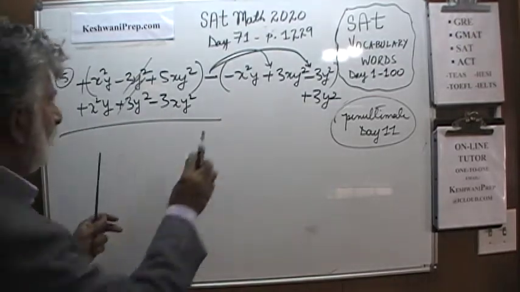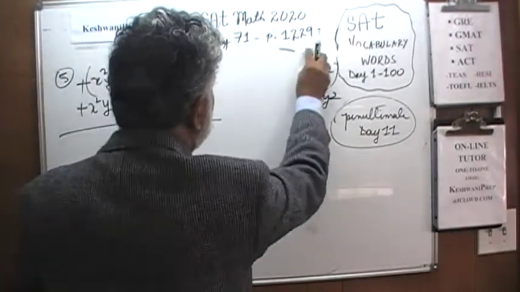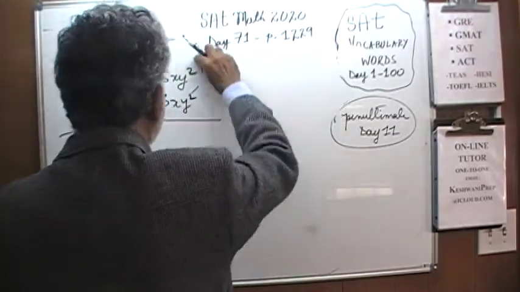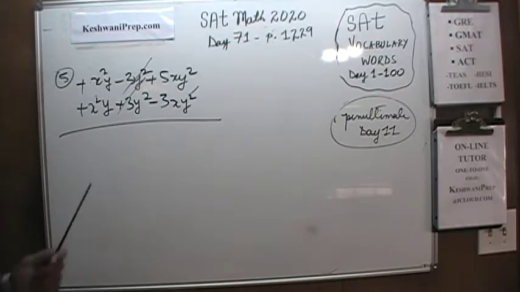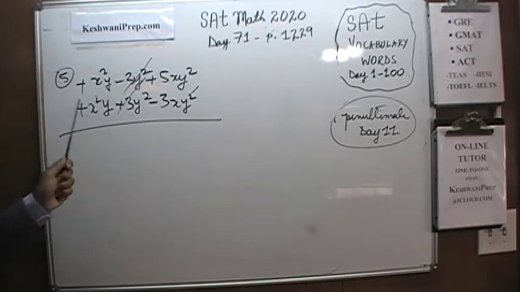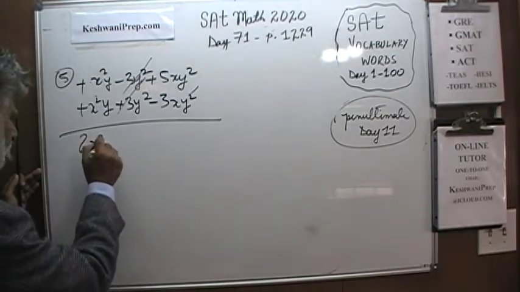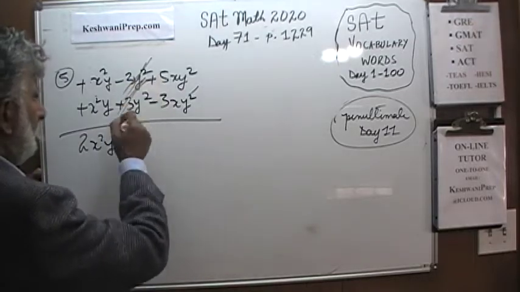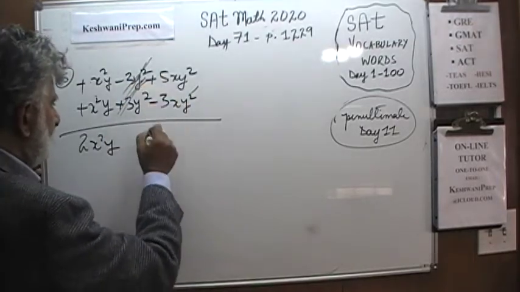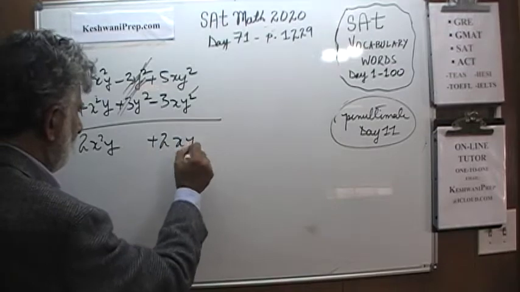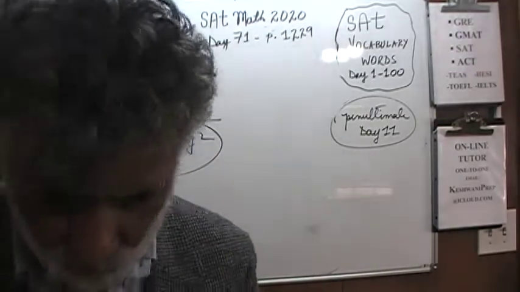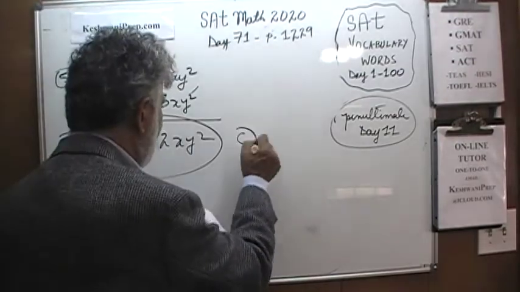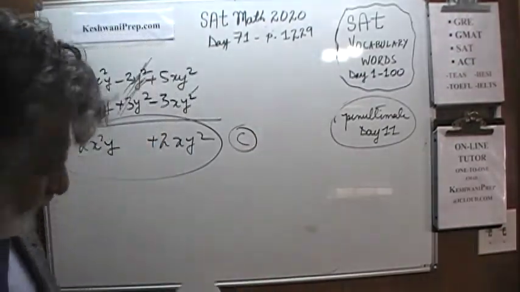All of this is gone now, we already took care of it. All of this is gone, this parenthesis can go away, and we can begin our work. X squared y and x squared y, that's just 2x squared y. That drops out, and we have positive 5 and a negative 3, that's a positive 2. Positive 2xy squared. There we go. There's no problem at all as long as you pay attention. Answer is C.